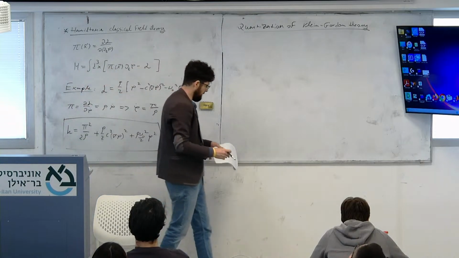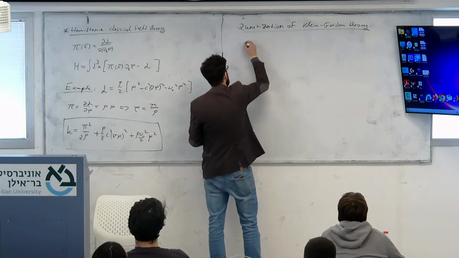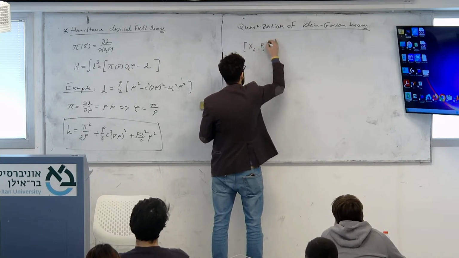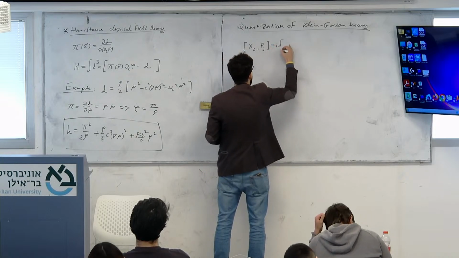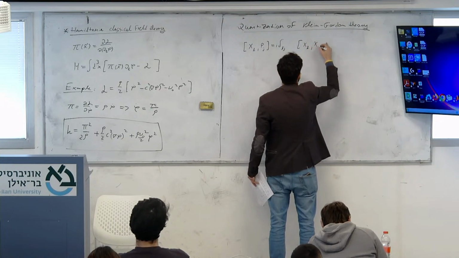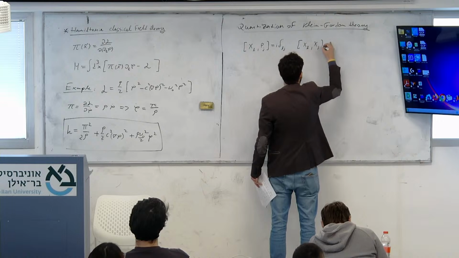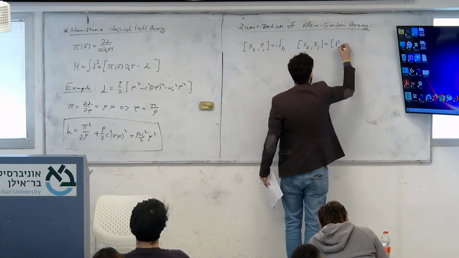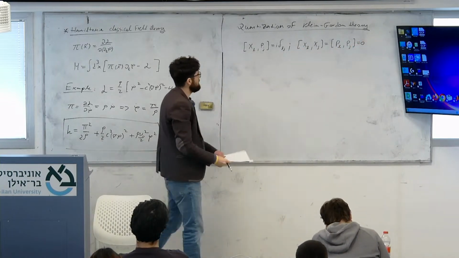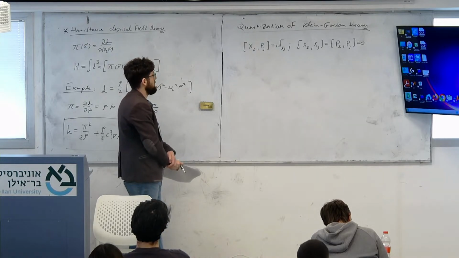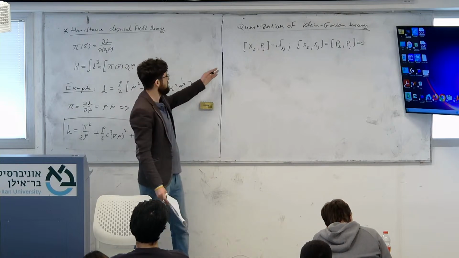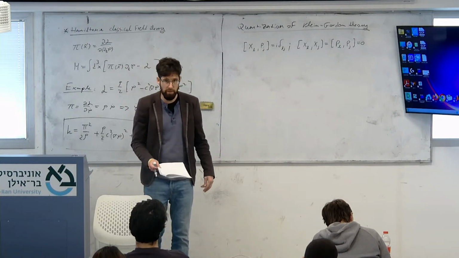So in quantum mechanics, right, we had x_l and p_j was i delta_lj, and x_l, x_j was equal to p_l, p_j. Say we have a bunch of particles, then this is how we quantize it. We basically take the original Hamiltonian and introduce these operators that obey this algebra.